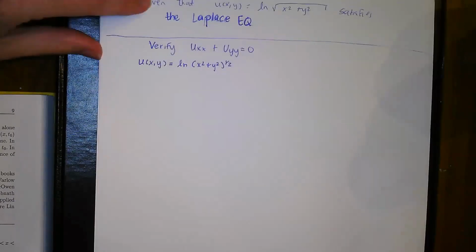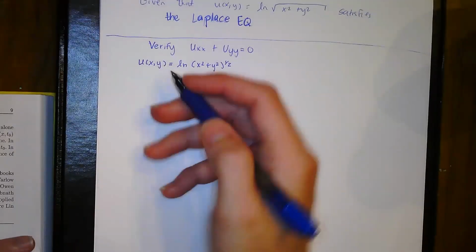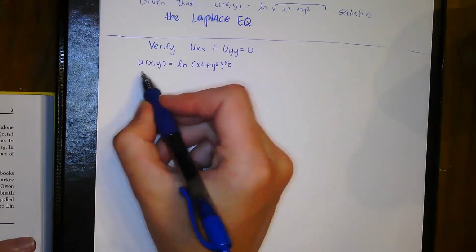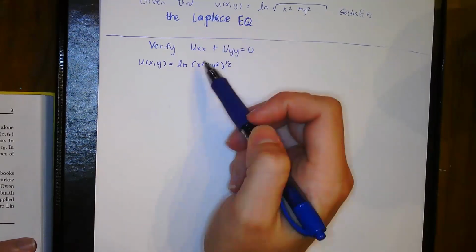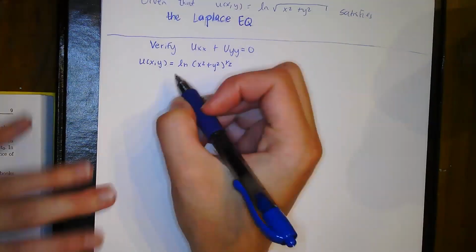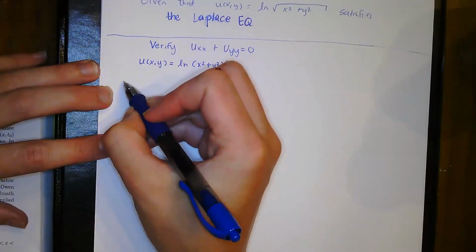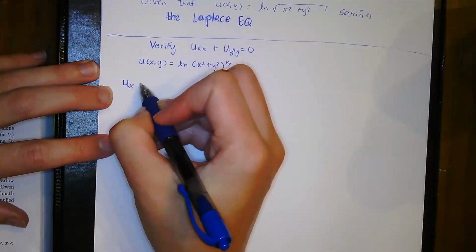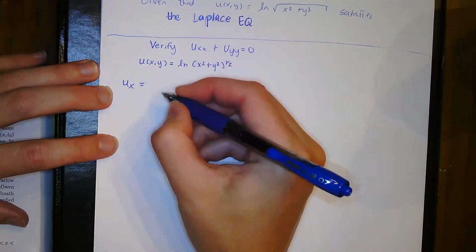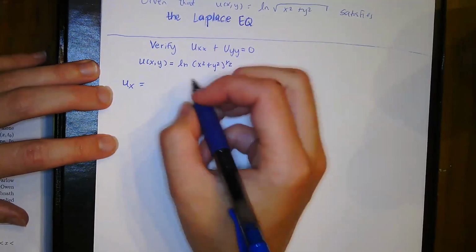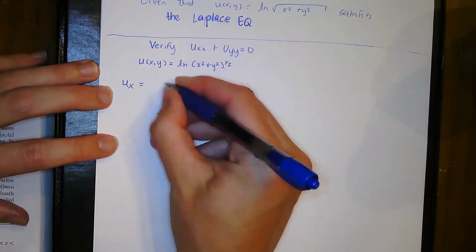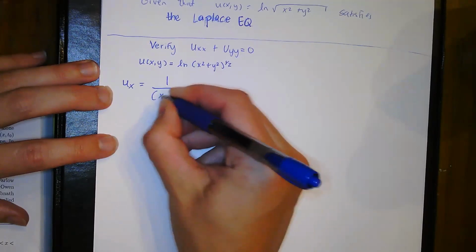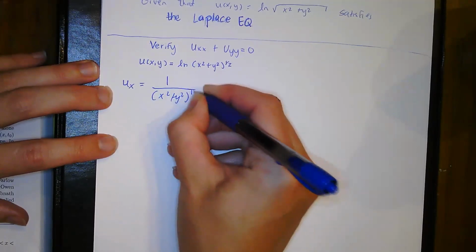We can do that by finding these second partial derivatives of this solution with respect to x and y, and then substituting that back into the Laplace equation. So let's begin by taking the first partial derivative with respect to x. We can do this by noting that this is going to be chain rule. So the derivative of the outside is 1 over x squared plus y squared to the 1/2.